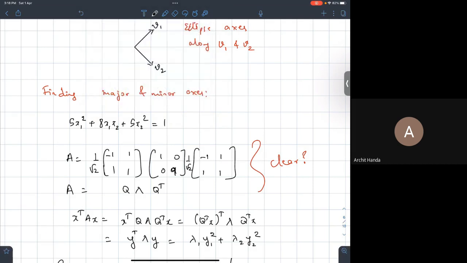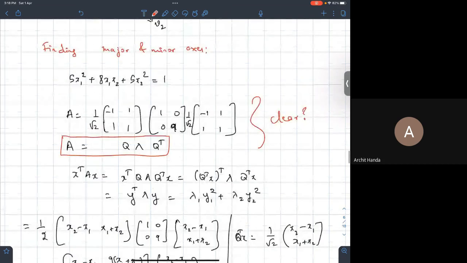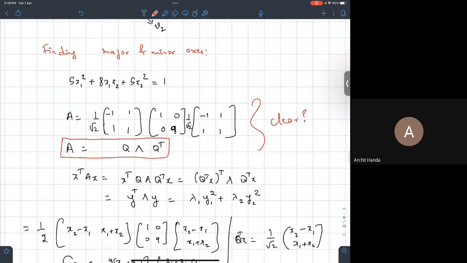I'm going to use this diagonal form to simplify X transpose X. All right. So for X transpose A X, A is Q lambda Q transpose. And so I can write this like this. This is something that we will do many times.